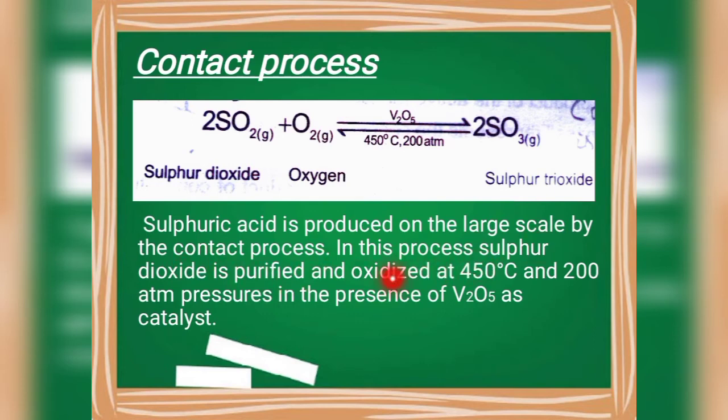In this process, sulfur dioxide is purified and oxidized at 450 degrees Celsius and by applying 200 atm pressure, in the presence of the catalyst V2O5, called vanadium pentoxide. Here I used the term catalyst, which I will discuss with you later.